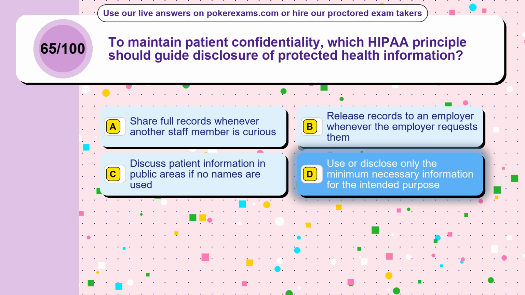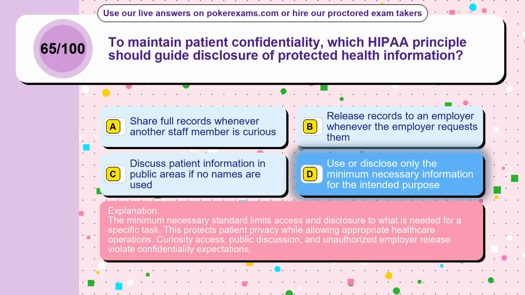The correct answer is option D. Use or disclose only the minimum necessary information for the intended purpose. The minimum necessary standard limits access and disclosure to what is needed for a specific task. This protects patient privacy while allowing appropriate healthcare operations. Curiosity access, public discussion, and unauthorized employer release violate confidentiality expectations.